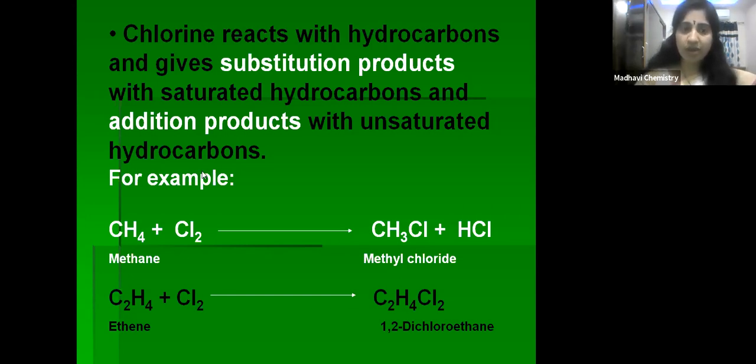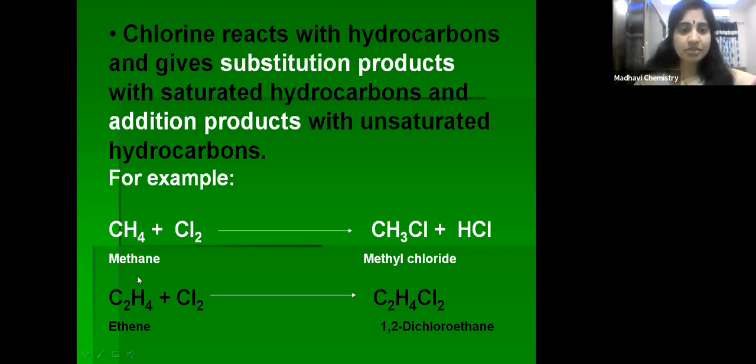Is it not? So when chlorine reacts with saturated hydrocarbons, for example methane, then what happens? A substitution reaction will take place and the substituted product is methyl chloride. So in place of hydrogen, one chlorine is substituted, that is CH3Cl plus HCl. So this is a substitution reaction because it is a saturated hydrocarbon.